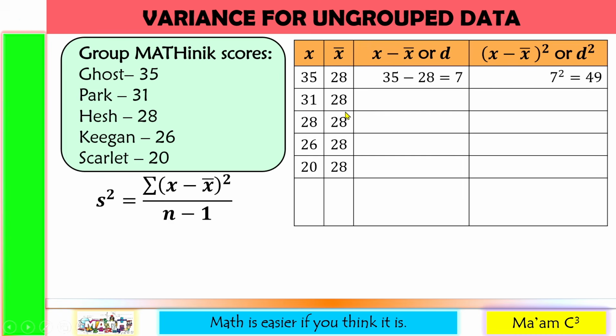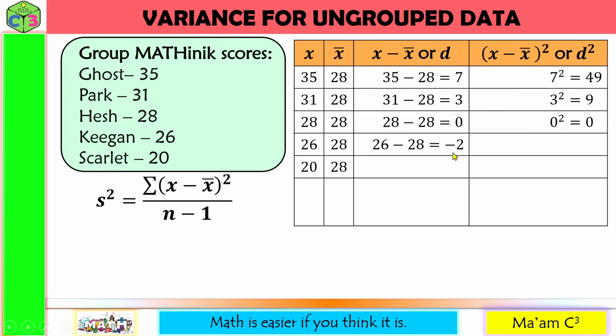31 minus 28 is equal to 3. 3 squared is 9. 28 minus 28 is equal to 0, and the square of 0 is still 0. 26 minus 28 is equal to negative 2. Negative 2 squared is equal to positive 4. 20 minus 28 is negative 8, and negative 8 squared is positive 64.